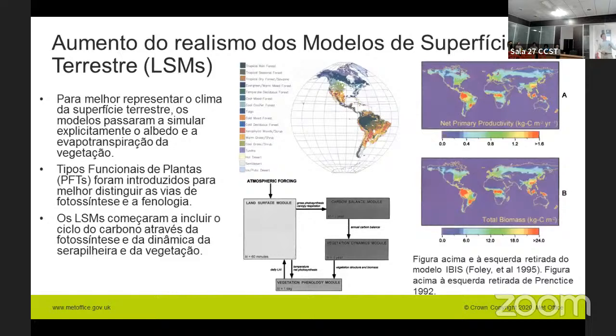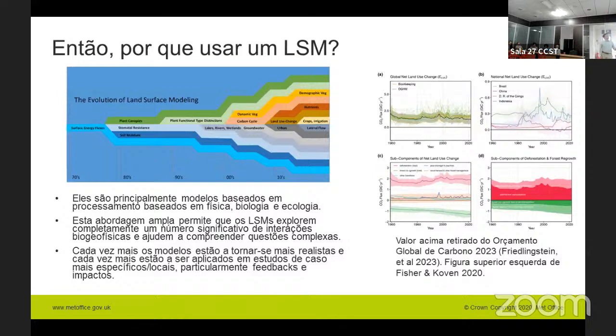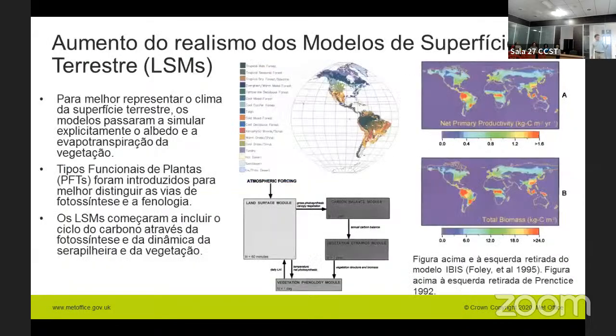And ever since then, they've really started to include quite complicated processes in land surface modeling. If you don't know, land surface models form the terrestrial boundary of climate models. So they're the boundary condition of the atmosphere, and they're really quite holistic models.